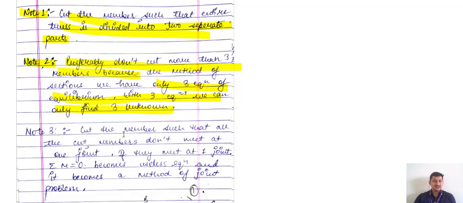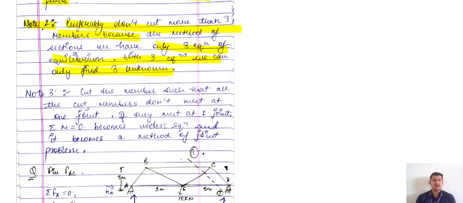Note 3 says that you cut the members such that all the cut members don't meet at one joint. So this is a condition. When you are doing the method of section, you don't cut more than 3 members, preferably, and you have to cut the members such that they don't meet at a single joint. If they meet at one joint, then the third equation, that is summation of moment about this point is 0, becomes useless. So this equation becomes a useless equation and it becomes a method of joint problem.